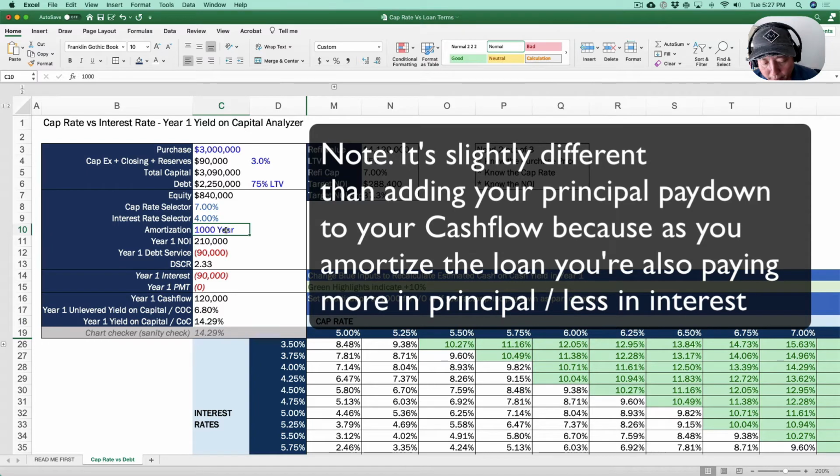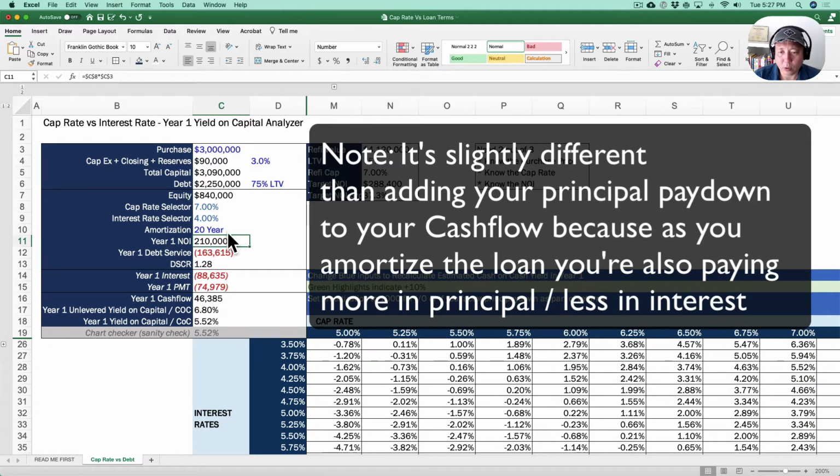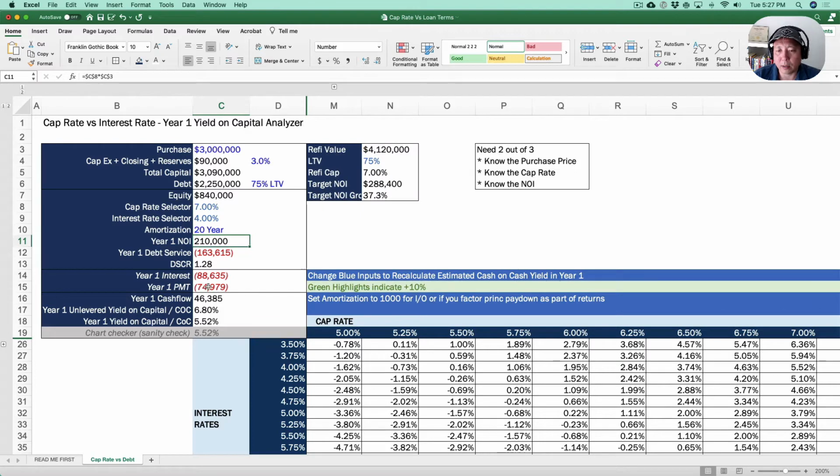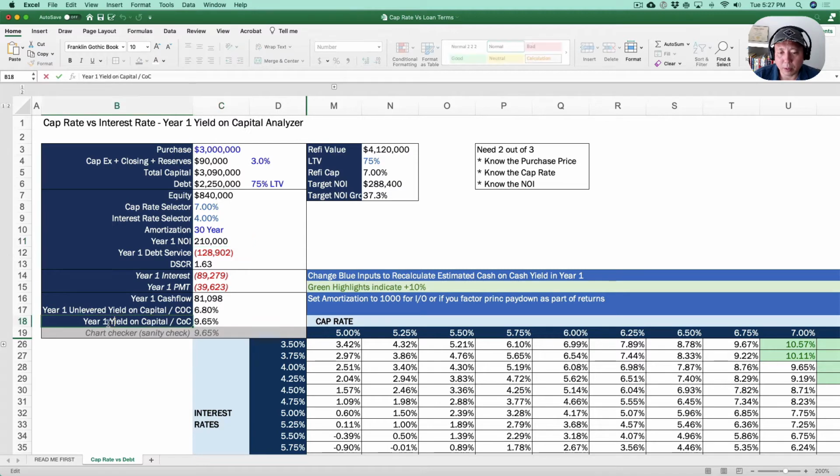So when it's a 20-year AM, remember that a large part of the debt service is going to paying down the principal. So let's say that we change this to a 30-year AM. Well, now your levered yield on capital will actually be a lot better, because you're spreading out the payments over a longer period of time, and less of your payment is going toward paying down your principal.